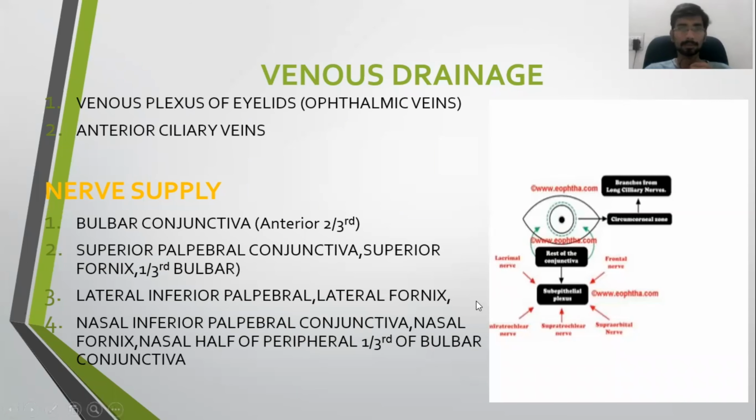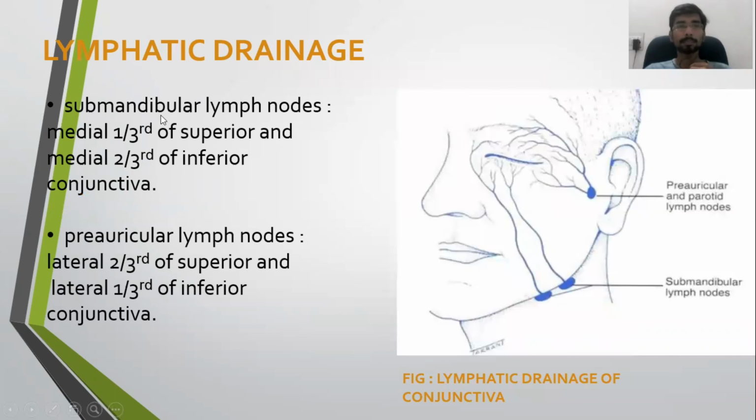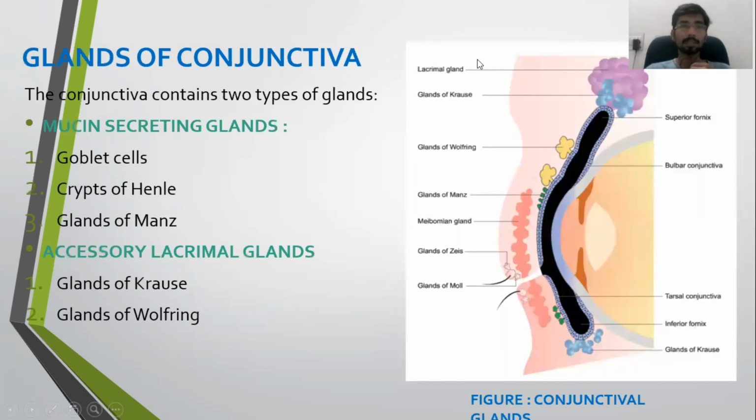the conjunctiva. Lymphatic drainage: submandibular lymph nodes from the medial 1/3 of superior and medial 2/3 of inferior conjunctiva, and preauricular lymph nodes from the lateral 2/3 of superior and lateral 1/3 of inferior conjunctiva. Submandibular and preauricular.